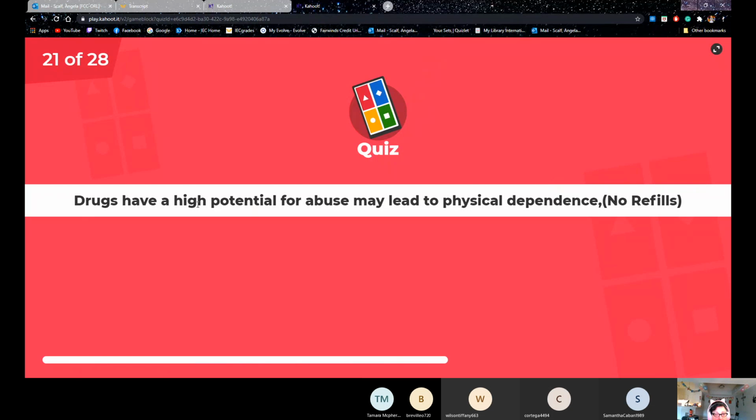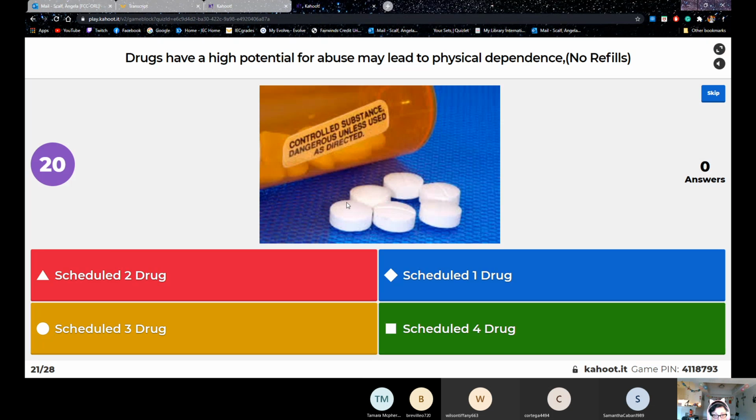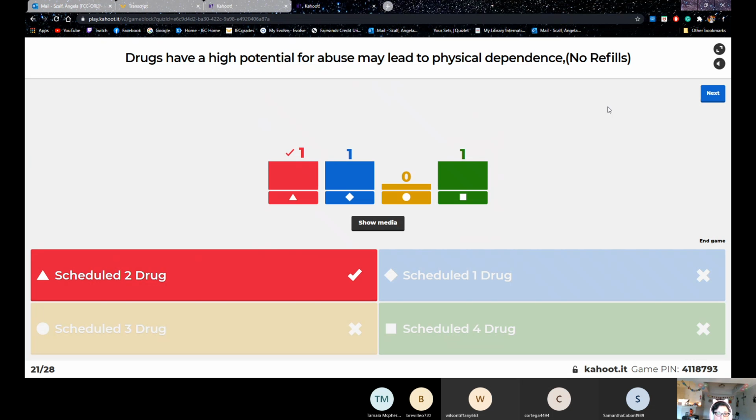Drugs have a high potential for abuse and may lead to physical dependency. Now, we talked about this, so don't get confused. There's no refills ever on these medications. And it says right here, controlled substance. What is that? A Schedule what?